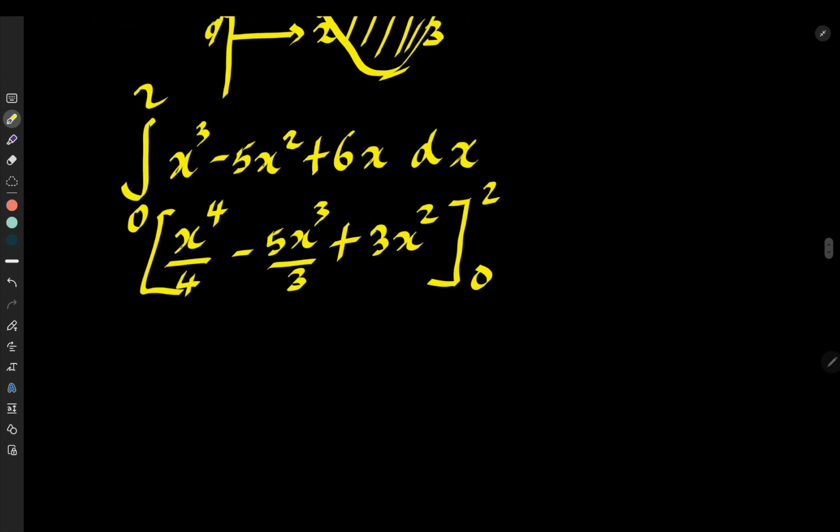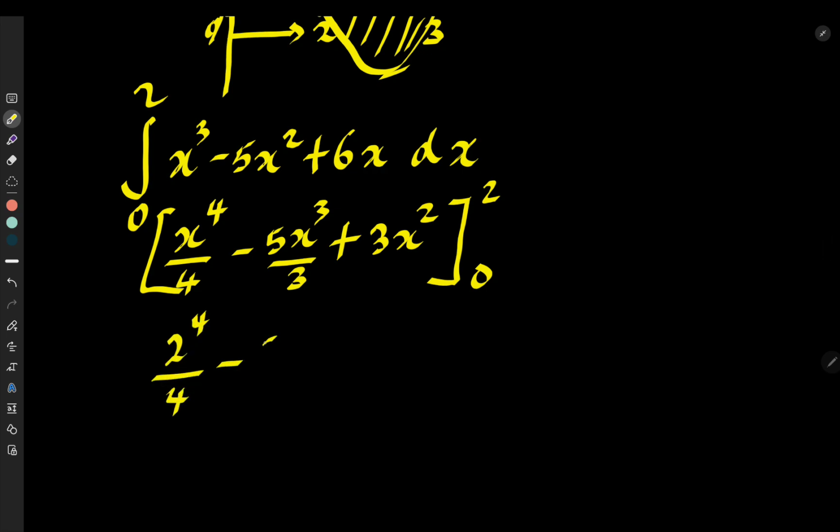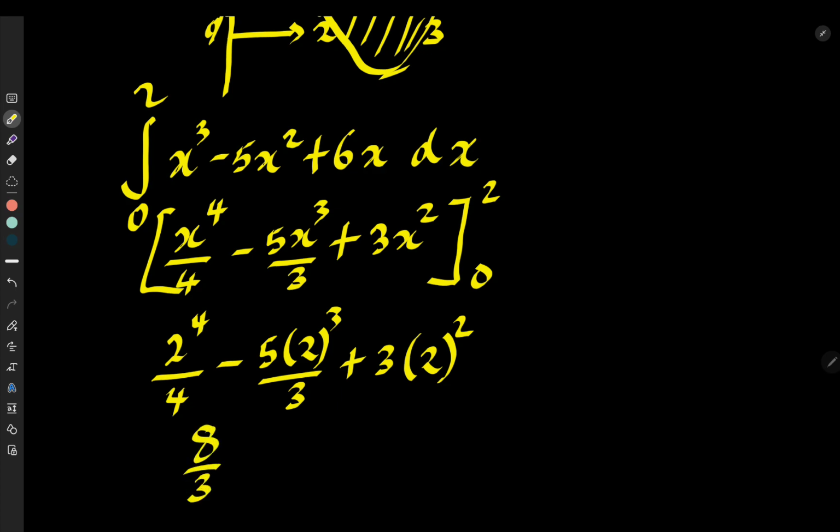Then we evaluate at 2. That will be 2 to the power 4 divided by 4 minus 5 times 2 to the power 3 divided by 3 plus 3 times 2 to the power 2, minus the function of 0. Of course, the function of 0 will be equal to 0. The answer for this one will be 8 over 3.